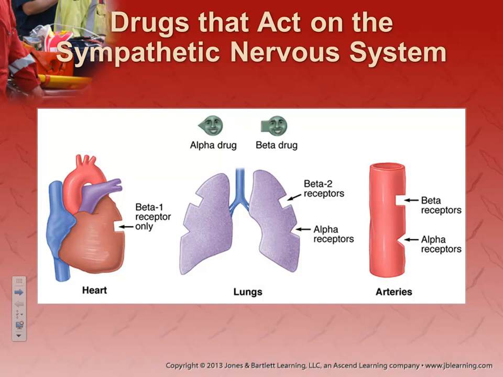So here's kind of a weird picture, and there's several weird pictures. You'll see them in your book too. So the heart, beta 1, works on the heart. Beta 2 works on the lungs. Beta 1 and beta 2 work on the arteries. What's the role of the sympathetic nervous system on the arteries? To vasodilate or vasoconstrict, right?